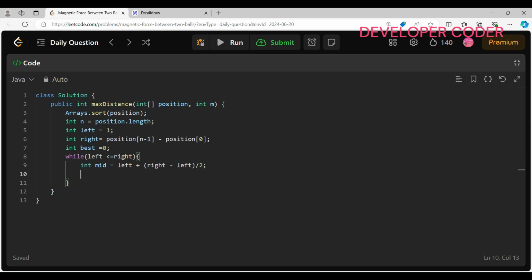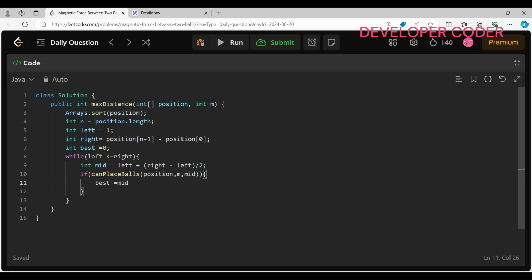Okay, after calculating the mid, I have to just call one method: canPlaceBalls. Here just pass my position array, how many balls that I need to place, m, and what is the minimum force that should be there. So I am writing mid here. Okay, so if I can place the balls, then I have to write my best is equal to mid.